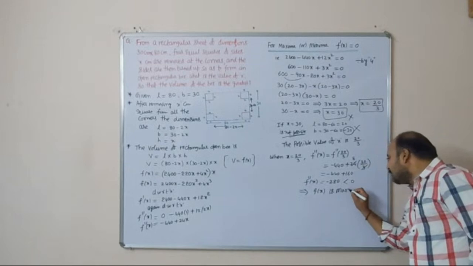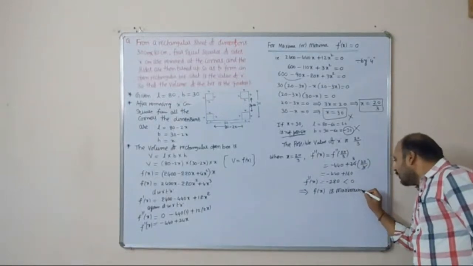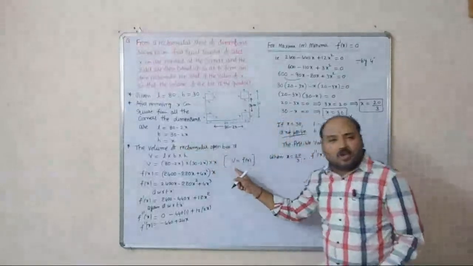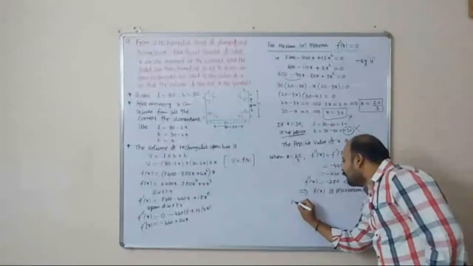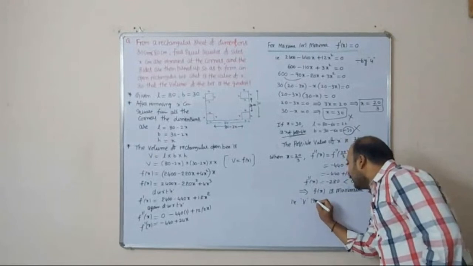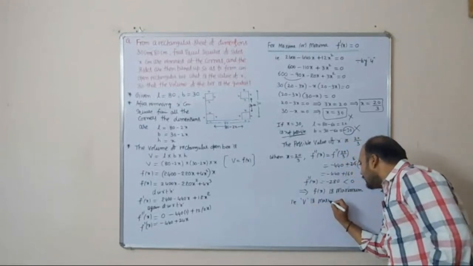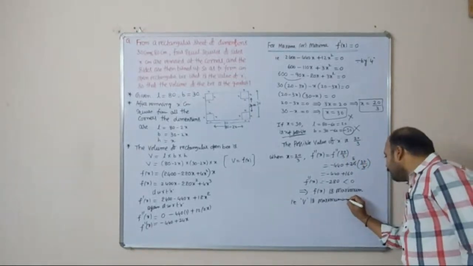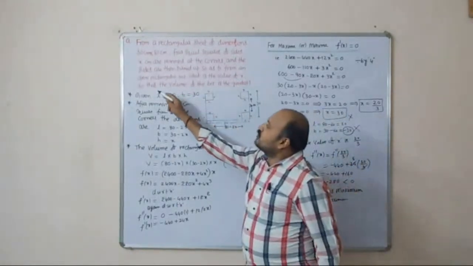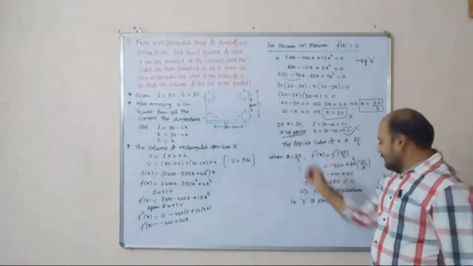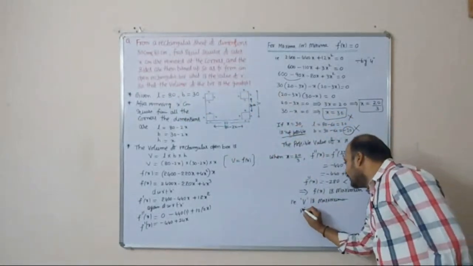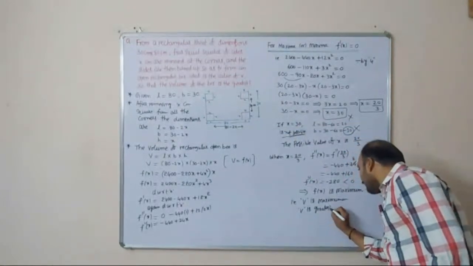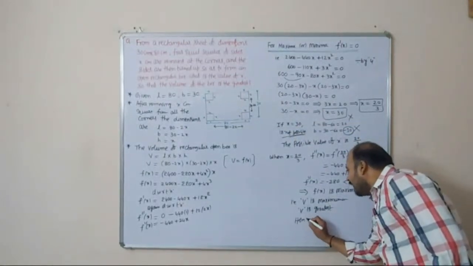F of x is maximum. I assume f of x is the rectangular open box volume only, no? So that is V is maximum. They are asking to prove the rectangular open box volume is maximum, so that the volume of the box is greatest. So that is V is greatest. Hence the result, or hence proved.